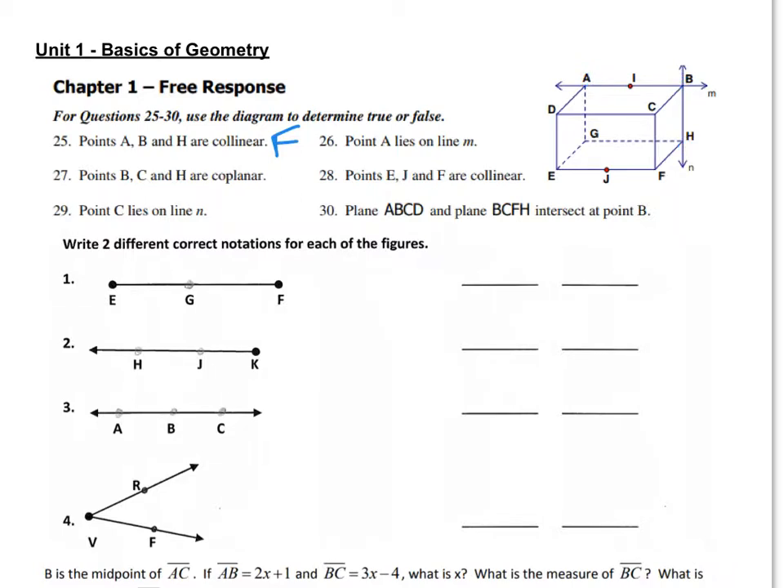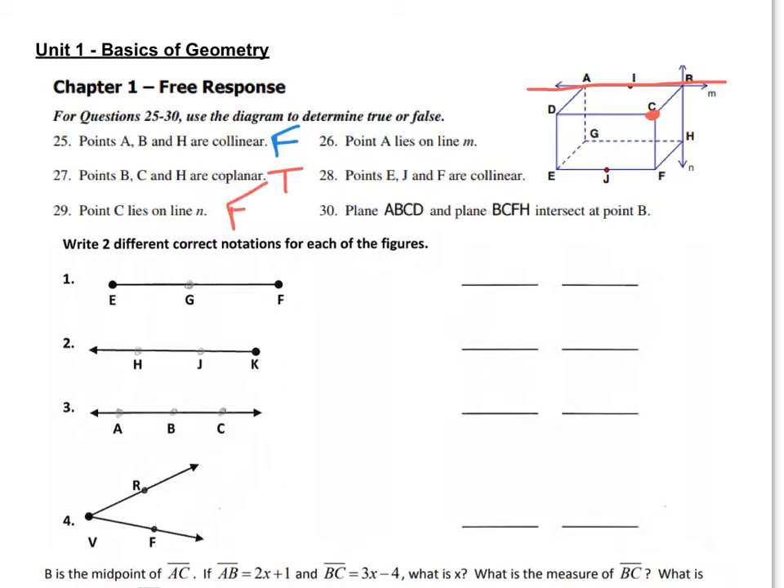All right, let's look at the next one. I'm going to go down. B, C, and H are coplanar. Yes, that is true. Any 3 points are going to be coplanar. And you can see they kind of make the side of my rectangular prism there. All right. C lies on line M. So where are they labeling M for me? They're labeling M as this line right there. Is that true? Nope.